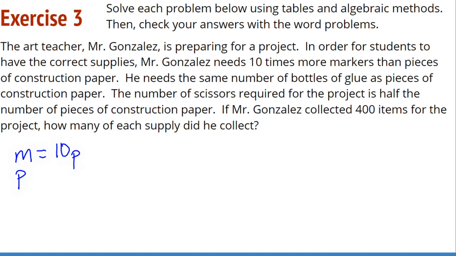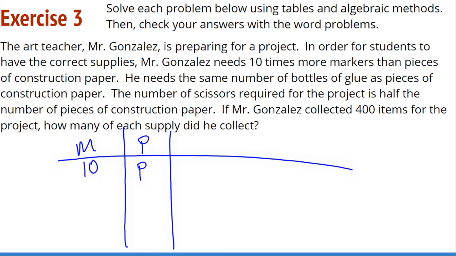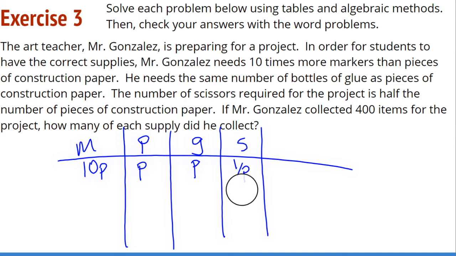So 10 of the paper. And actually, I said I was going to do a table here. So let me set it up as a table. All right, so I've got markers and construction paper. I've got the paper, and the markers are 10 times the paper. Okay. He needs the same number of bottles of glue as pieces of construction paper. So I've got the glue, which is going to be equal to the paper. Okay. The number of scissors is half the number of pieces of construction paper. Ooh. All right, so scissors are half of the paper. Let me try writing that as a half. Half of the paper.